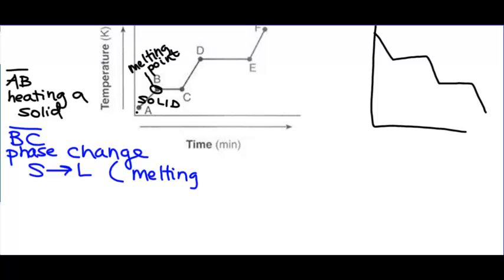Notice that during this point, the temperature remains the same. While you're in a phase change, the temperature remains the same until every single solid molecule is turned into a liquid. So at point C, you'd have only liquid, and you would begin to heat up the liquid. So from C to D, you're heating the liquid.